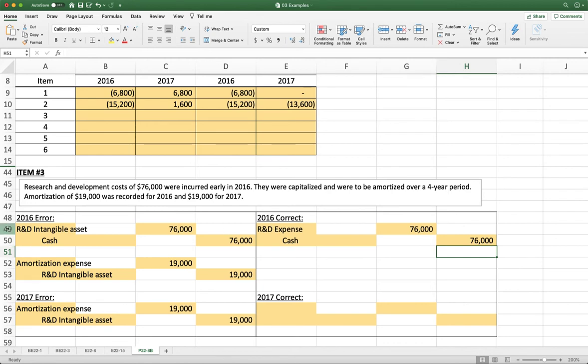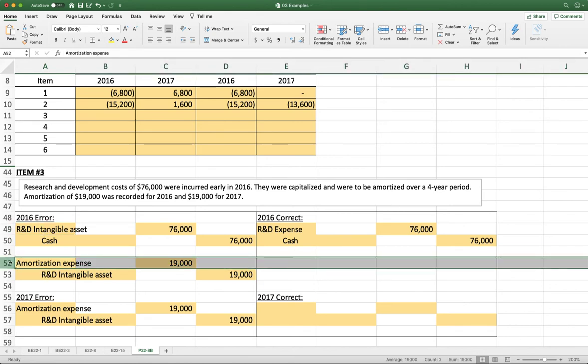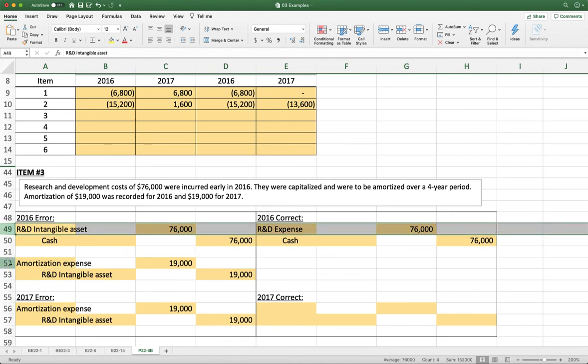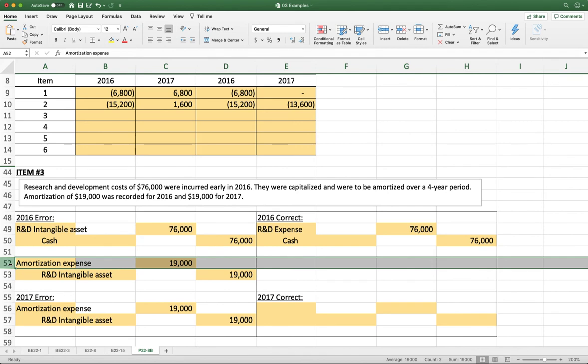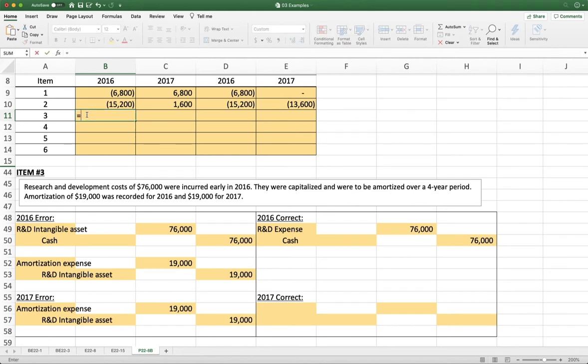So again, examining our expense accounts, we have R&D expense over here. Cash is a balance sheet account, but we have amortization expense. So we wanted them to take $76,000 of expense, and they did take $19,000 of expense. So in this case, our income statement is going to be overstated because they did not take enough expense. They should have taken 76. They only took 19, which means it's overstated by $57,000, the difference between those two amounts.